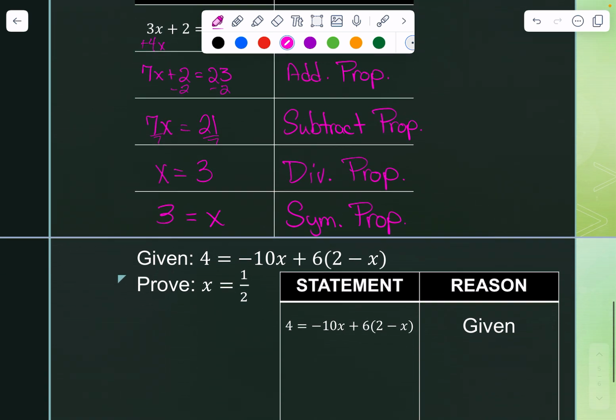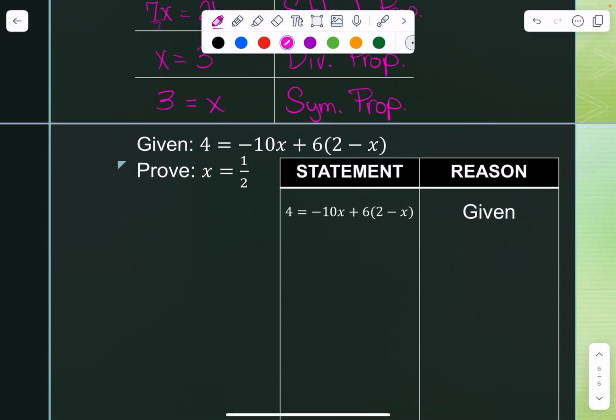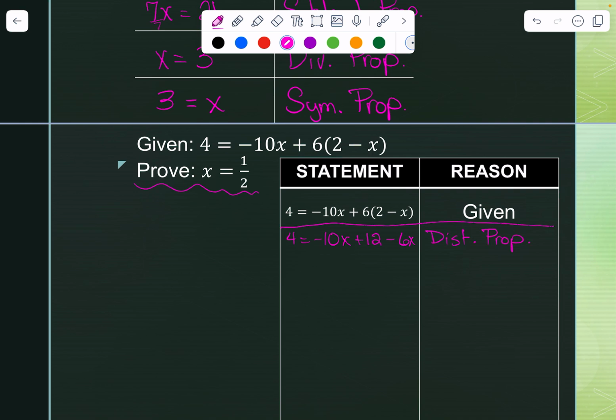Okay, let's try another one here. So on this one, same thing. We're going to work it out and give the reasons. So we start off. First thing I'm going to do, remember my goal is to get it to say x equals 1/2. So I'm going to start off here, and I need to take and multiply that by the 6. So that's going to give me 12 minus 6x. And what I did there is the distributive property. Okay, there's the first step.